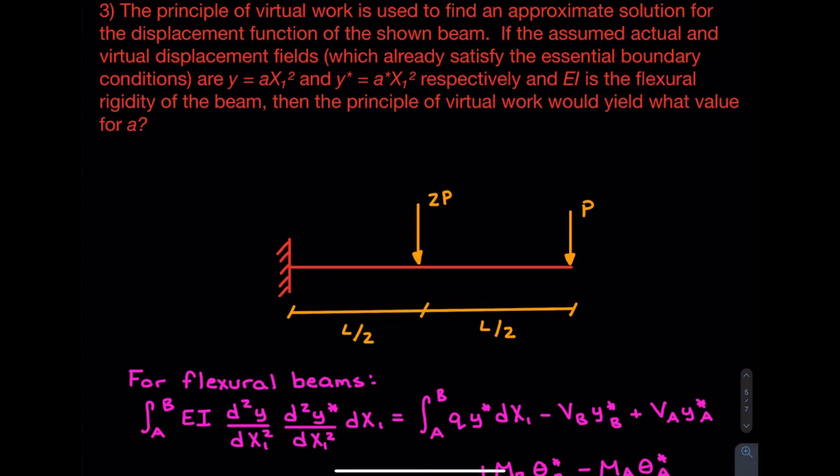So question number 3 says the principle of virtual work is used to find an approximate solution for the displacement function of the shown beam.